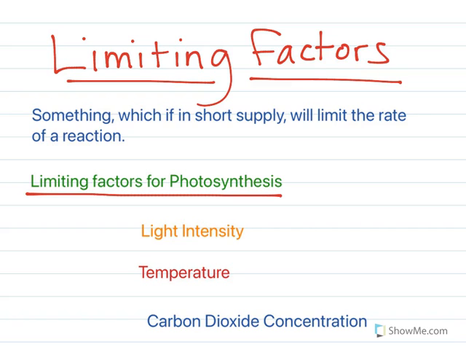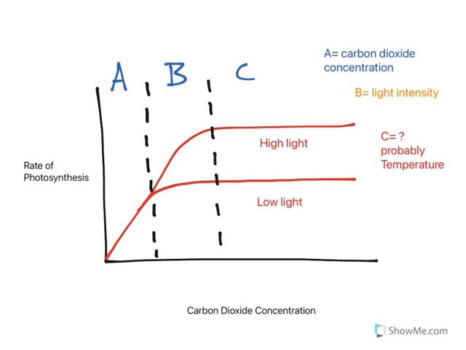Now, concentrating more on the growth of plants, there are limiting factors for the photosynthesis of plants. A limiting factor, something if it's in short supply, will limit the rate of reaction. And for photosynthesis, those three limiting factors are light intensity, temperature and carbon dioxide concentration. Now if we have a look at a limiting factors graph, on the x-axis carbon dioxide concentration, on the y-axis shows the rate of photosynthesis.